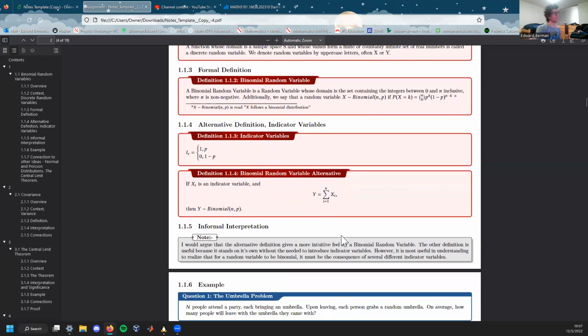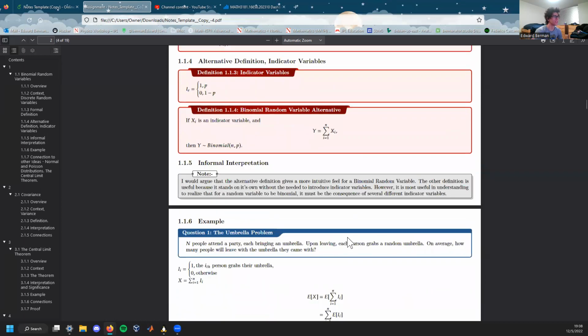I think it is important because it gives us a better feel for what a binomial random variable is. It is the sum of events or sum of random variables of the same mean, dictated by the same rule, so to speak, informally.